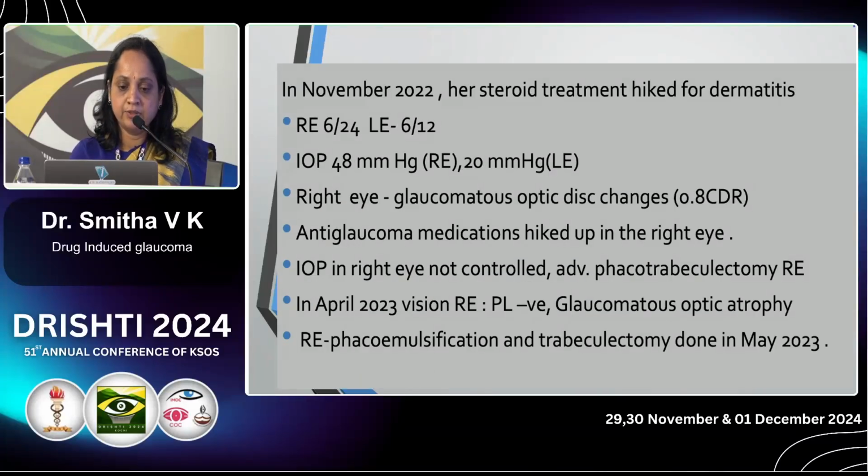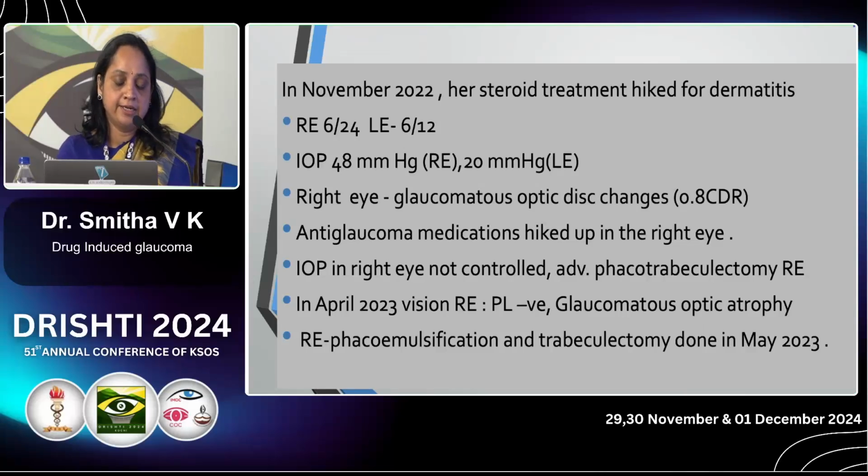In November 2022, since her steroid dosage was high, her vision in the right eye decreased to 6/24 and her IOP was 48 millimeter mercury in the right eye with glaucomatous optic disc changes. Her anti-glaucoma medications were high, but she was not getting controlled, and so phacotrab was advised. But she had a fracture in the right leg, and so she was lost to follow-up, and she came back in April 2023 with PL negative vision and glaucomatous optic neuropathy. She underwent phacoemulsification and trab in May 2023.